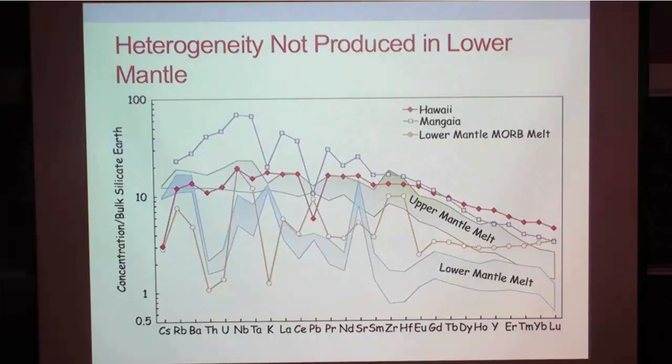Okay, first point is heterogeneity in the mantle that we see in oceanic island basalts and mantle plumes is not something produced in the deep mantle. It's a result of processes occurring in or near the Earth's surface, in the upper mantle or within the crust. So what I plotted here are based on available partition coefficients. I realize these are somewhat dicey for lower mantle melt.